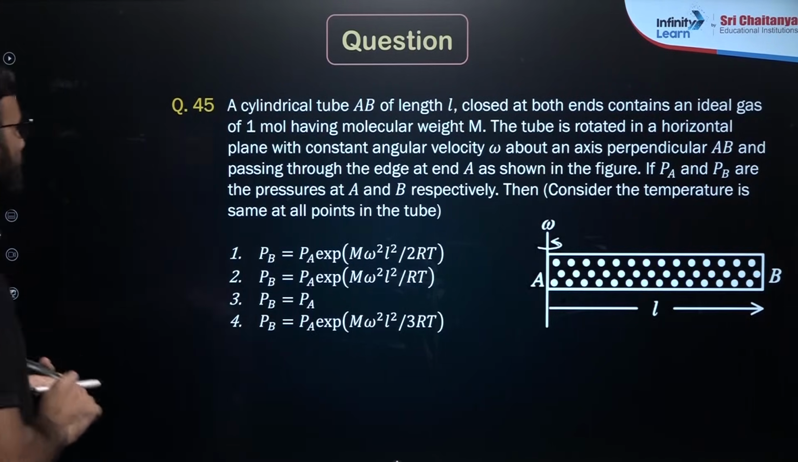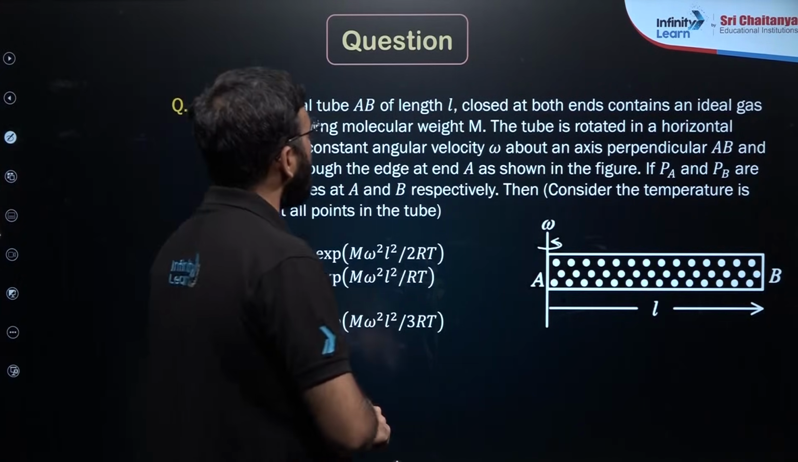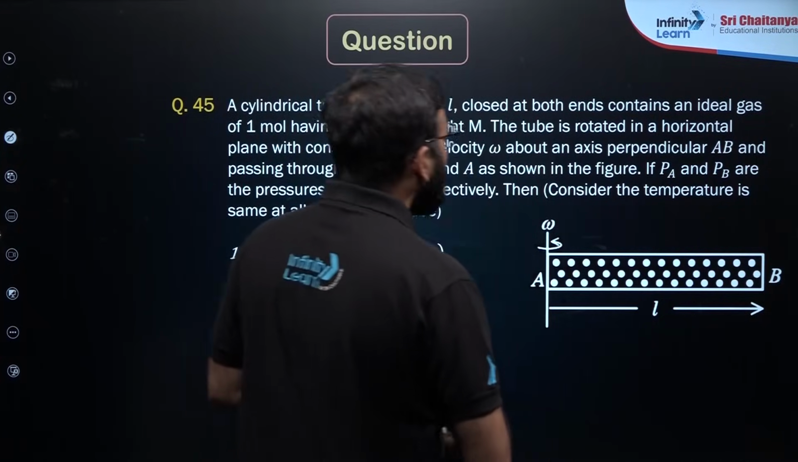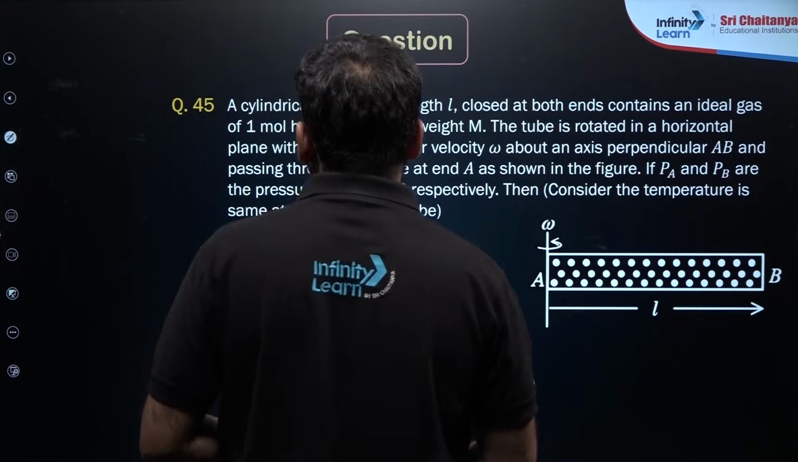Next one: a cylindrical tube AB of length L, closed at both ends, contains an ideal gas of 1 mole.